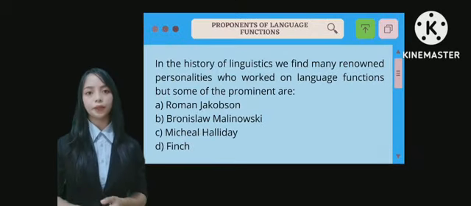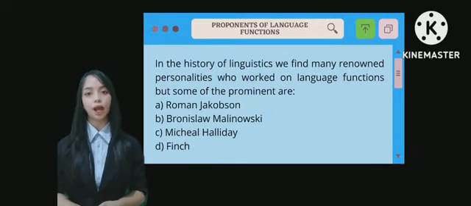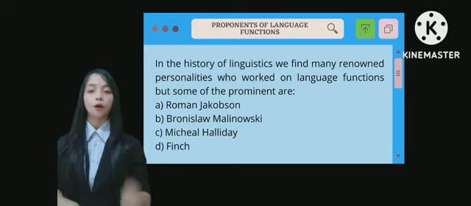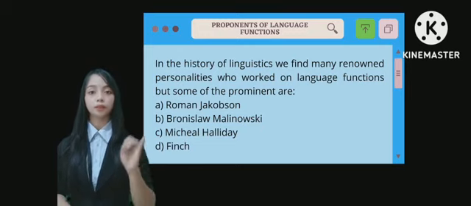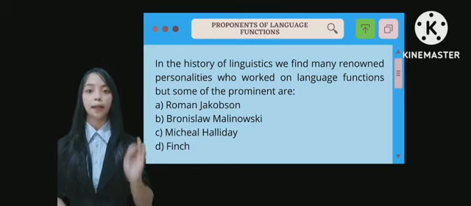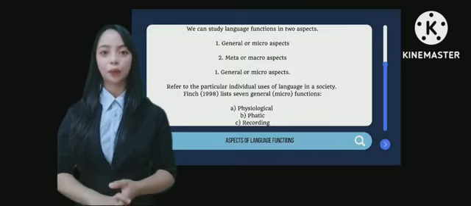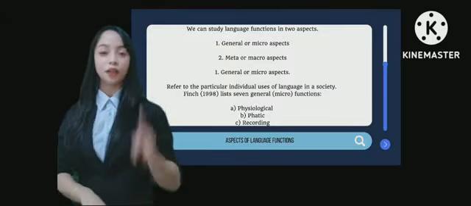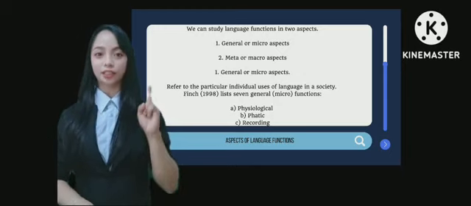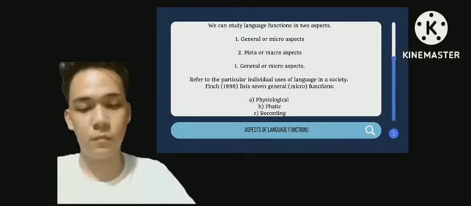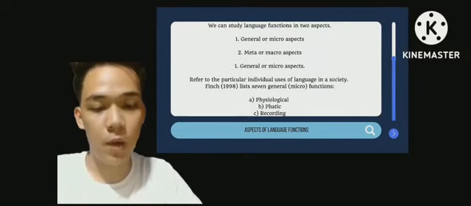In the history of linguistics, we find many renowned personalities who worked on language function, but some of the prominent are Roman Jakobson, Bronislaw Malinowski, Michael Halliday, and Finch. We can study language function in two aspects. Number one, general or micro aspect. Number two, meta or macro aspect. Language function has two aspects.